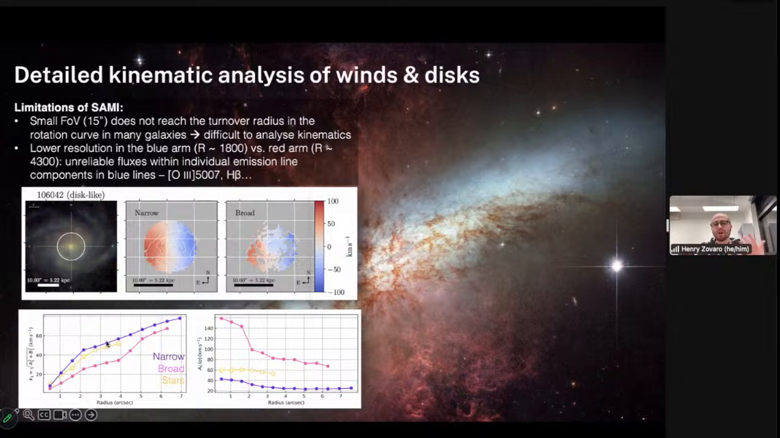And indeed, when you run the kinematic fields through a tool like kinematically to extract the rotation curve, you can still see by the time we run out of data at the edge of the bundle, the rotation curve is still rising. And this really limits the type of analysis you can do. Another downside of SAMI is that the blue arm of the spectrograph has a lower spectral resolution than the red arm. What this means is that you actually can't obtain reliable fluxes for individual Gaussian components in the critical blue lines, such as [OIII]5007, H beta, [OII], a whole bunch of other lines. And this really limits the type of science that you can do.